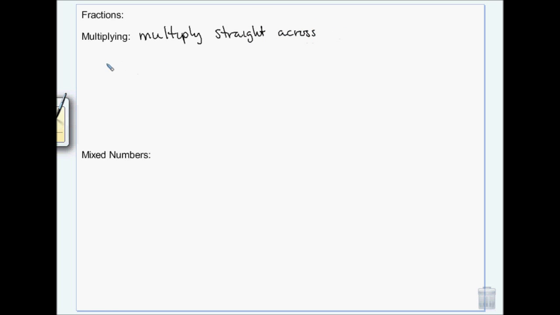So if I'm going to do 2/3 times negative 1/2, okay? First of all, because I'm doing a positive times negative, I know my answer is going to be negative. And then I just multiply straight across the top and straight across the bottom. And that gives me 2/6, which will reduce to 1/3.